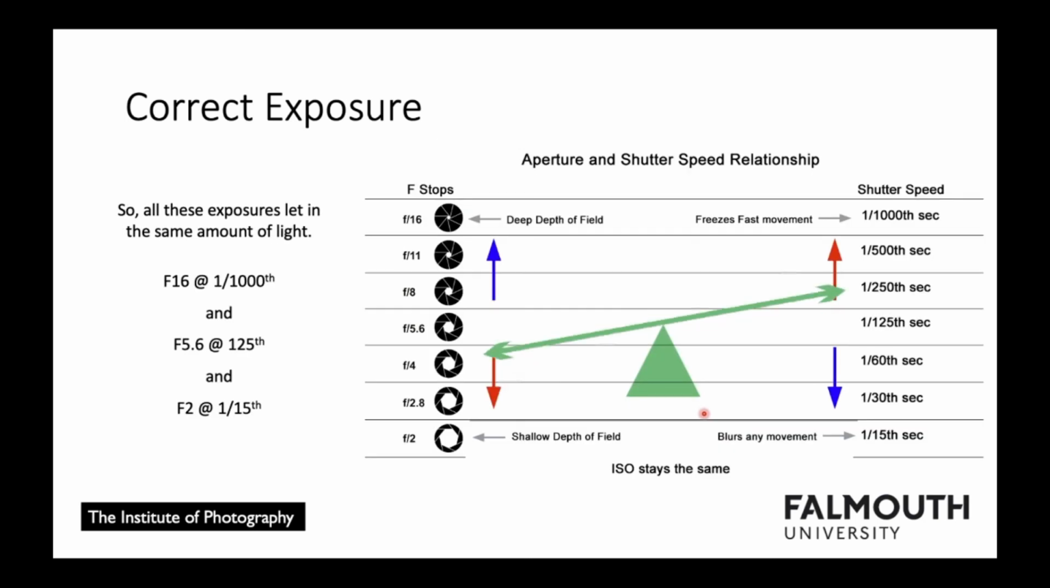Here's another way of putting it on my favourite seesaw. So as the seesaw points to f16, it also points to a 15th of a second. So f16 at a 15th of a second lets in the same amount of light as f2 at a 1,000th of a second. You again have to decide which ones to use. And as I said before, don't worry. Why would you want to change these? I will explain that in later PowerPoints.